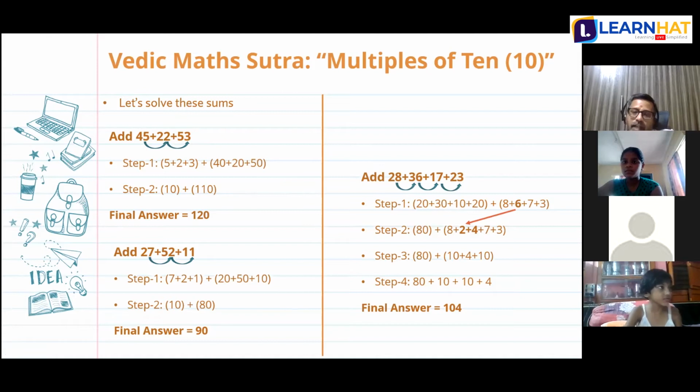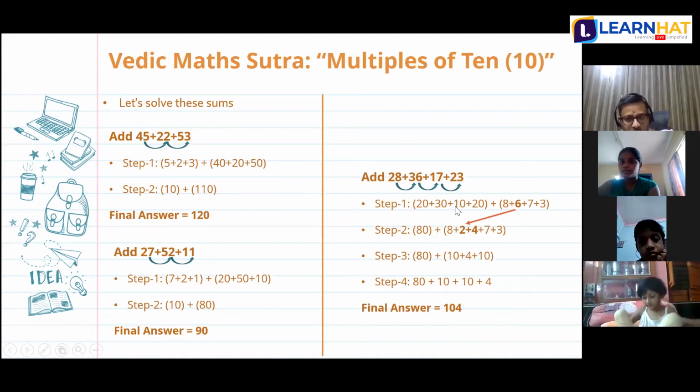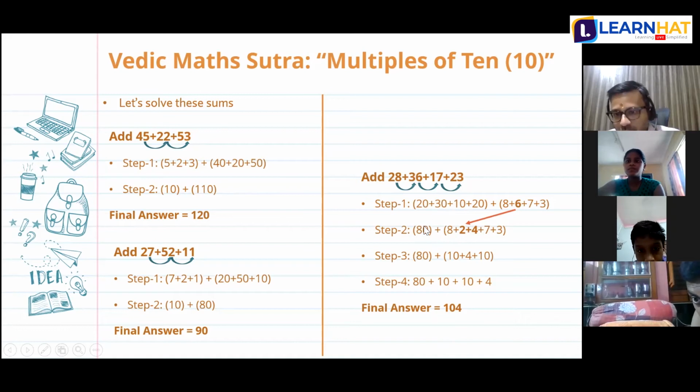So how do we calculate now? 2 plus 3, 5, 5 plus 1, 6, 6 plus 2, 8, we are putting 8. 0 plus 0 plus 0 plus 0. However many 0s you add, at the end of the day you get 0. So 80 is your answer here.